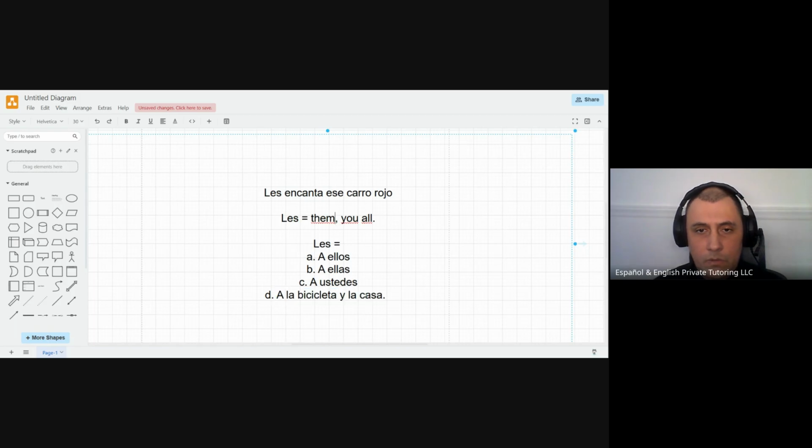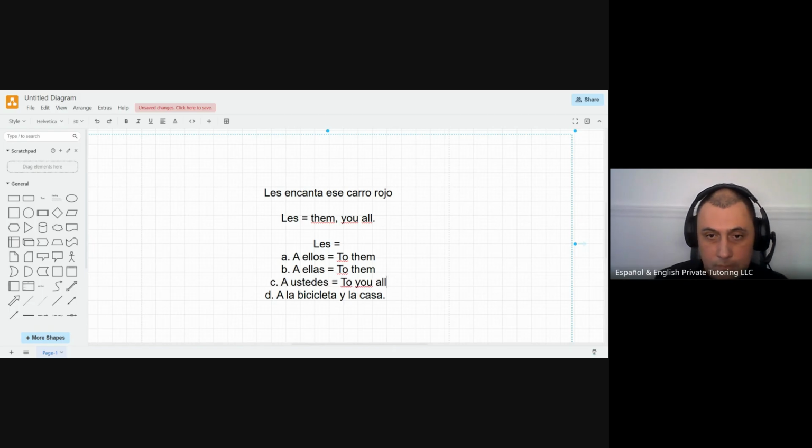Les encanta ese carro rojo. So, a ellos, the indirect object in English will be to them. A ellas, to them as well. A ustedes, to you all. And in English, you can use the personal pronoun to them to talk about things.